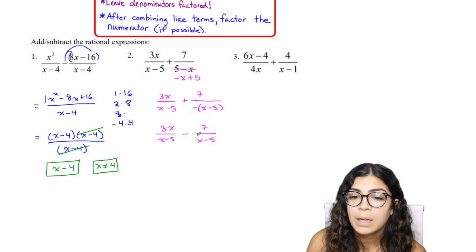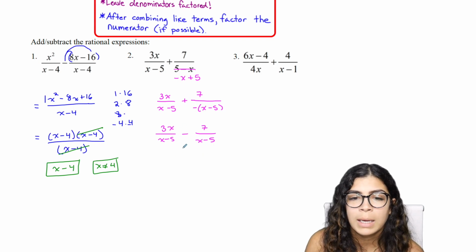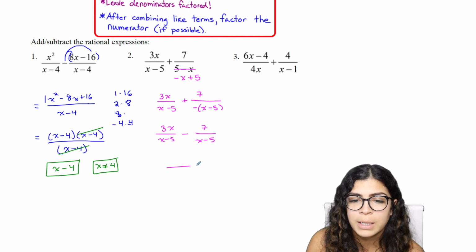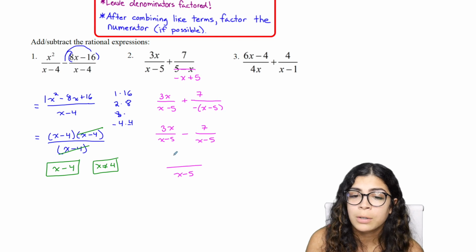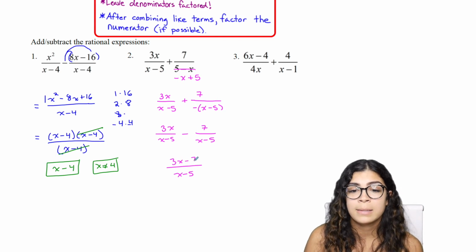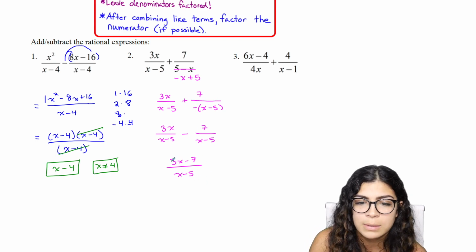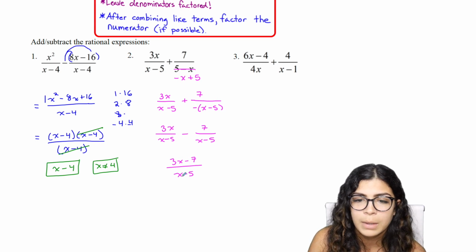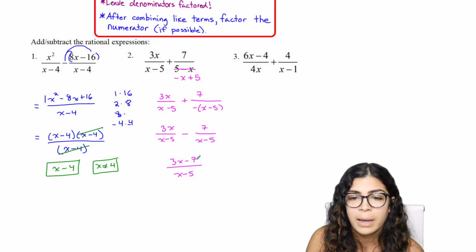Now that the denominator is the same, it's going to stay the same for my answer. And in the numerator, we just have 3x minus 7. Okay? Now I can't factor the numerator, so there's no possibility to cancel out the x minus 5. So this is as simple as it can get. And we do have to include, of course, x cannot equal 5.